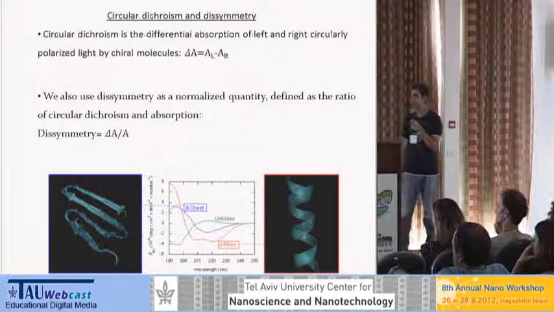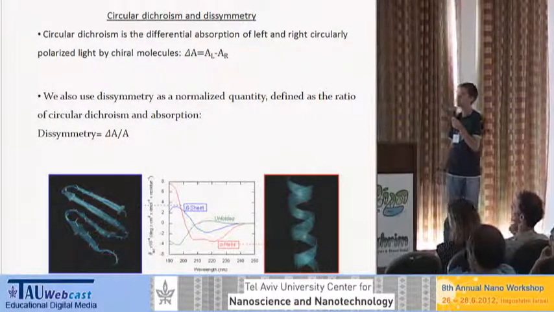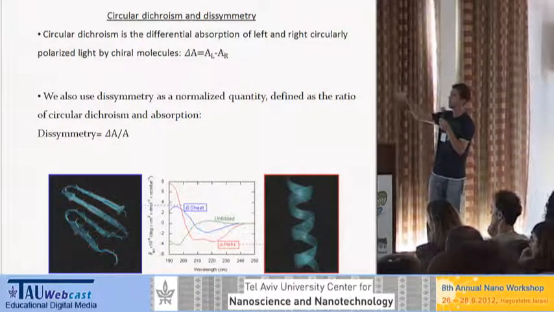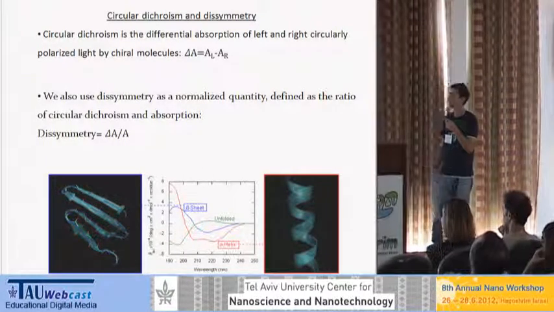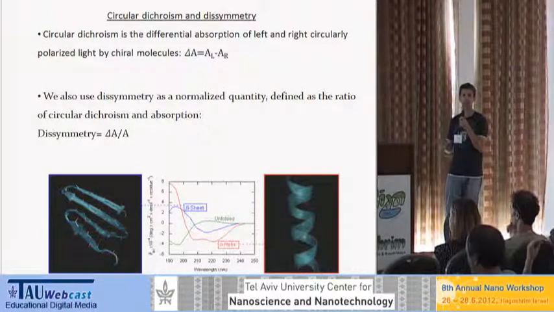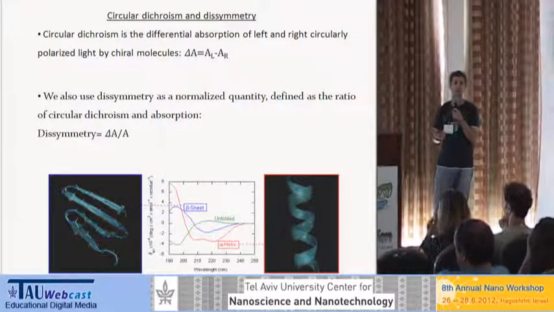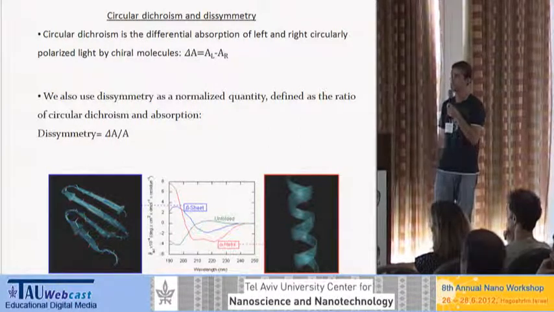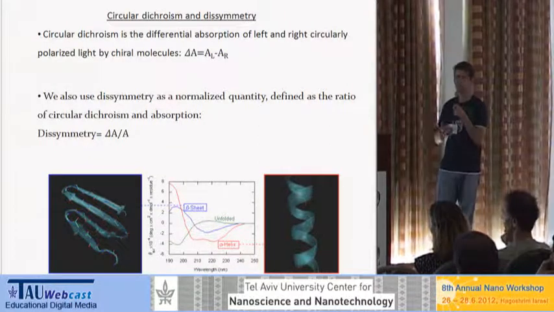Circular dichroism is the differential absorption of left and right circularly polarized light by any chiral object, defined as written here. More often we use the quantity of dissymmetry, which is a normalized quantity. Basically, it's the circular dichroism divided by the absorption. The reason for that is that when we compare different samples, a lot of times we don't know the concentration of the different samples, and circular dichroism is dependent on concentration, while dissymmetry is not.